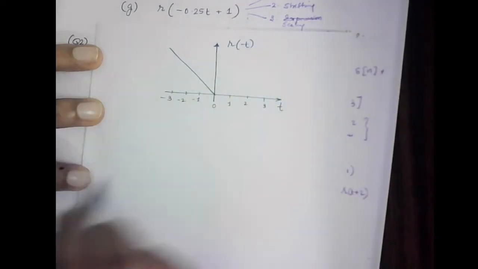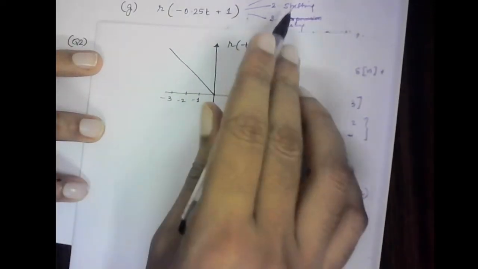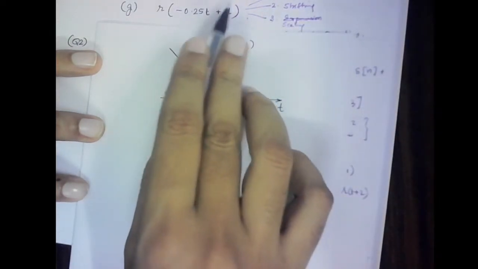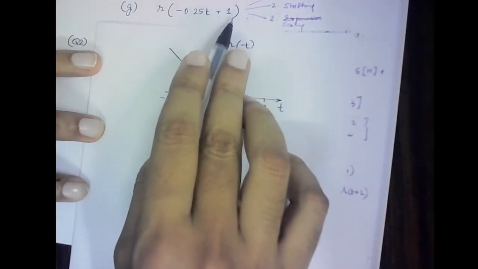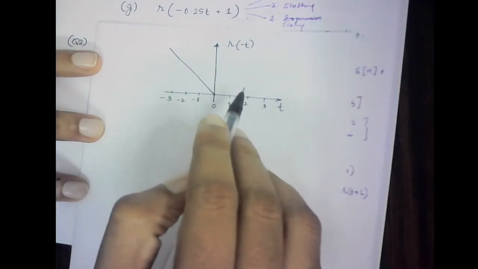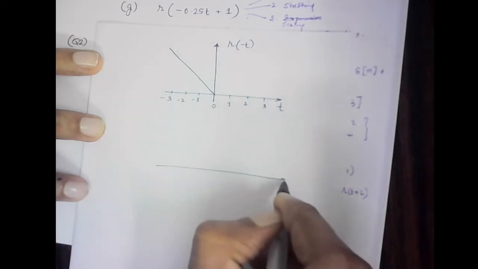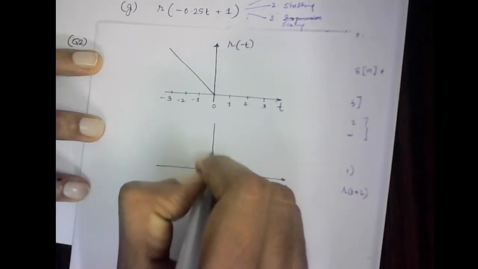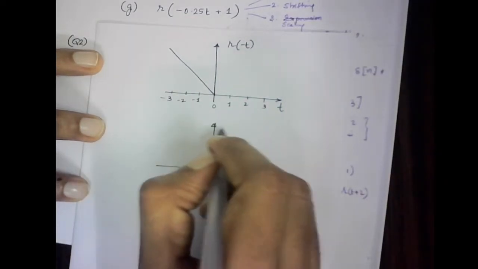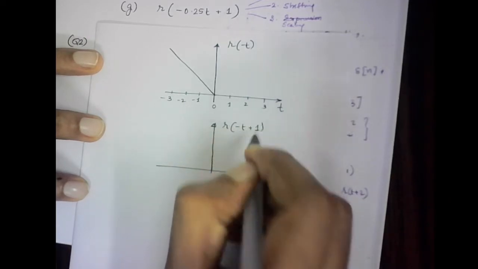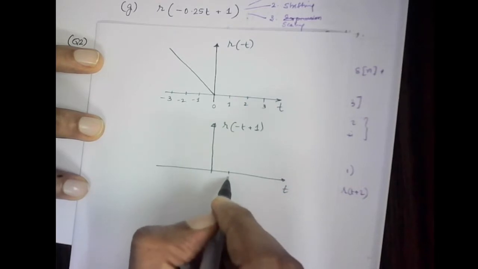Okay. Next thing you need to do is the shifting. So in the shifting operation, here it is plus 1. So you need to shift it to the right by one instant because you have already taken the time reversal. Fine. So here you are doing r of minus t plus 1. That means this is 1.